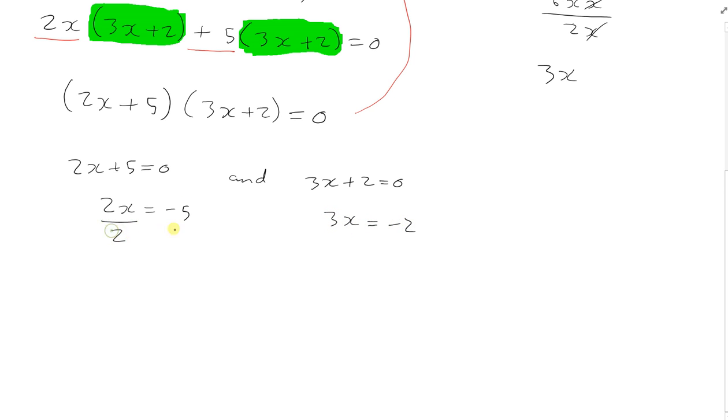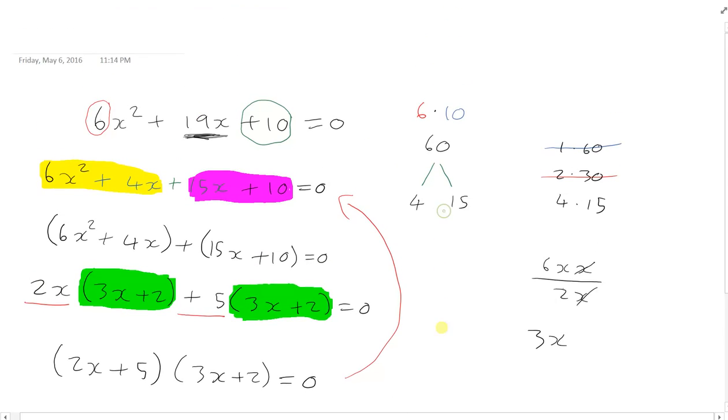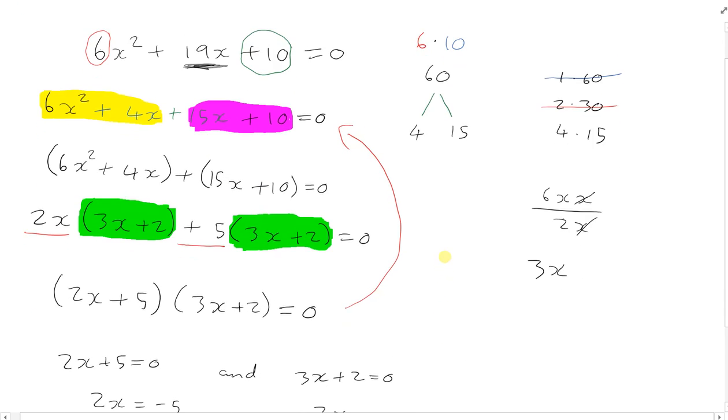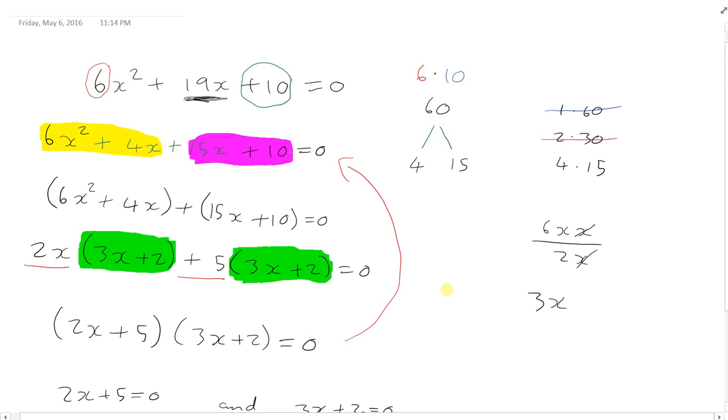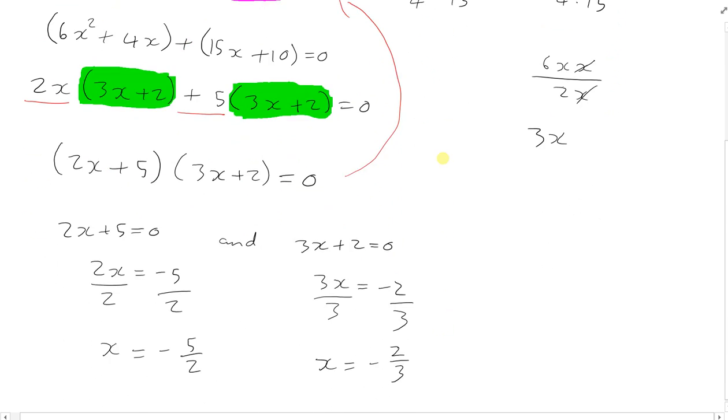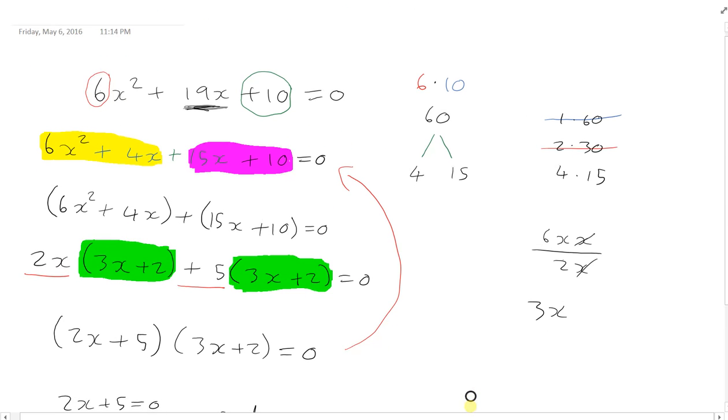When you divide both sides by 2 on this side, I'm going to have x equal to negative 5 over 2. And this side is divided by 3, so x is equal to negative 2 over 3. So this is the AC method, and the best way to check your answers is to plug them in. I'll let you do that because it might not look too pretty. So good luck.